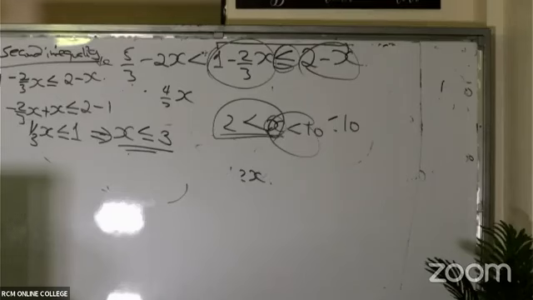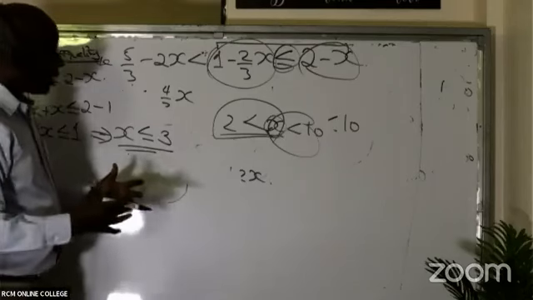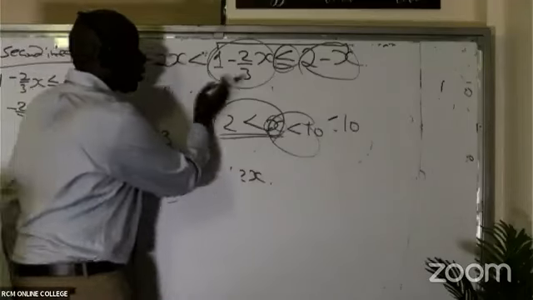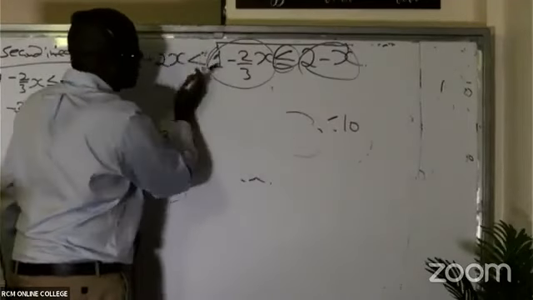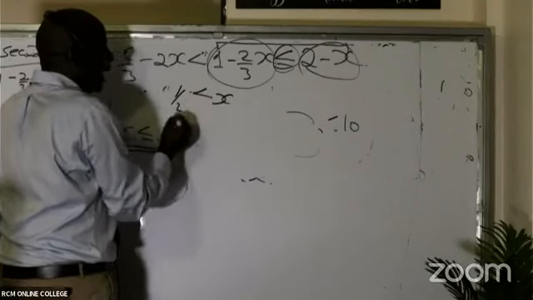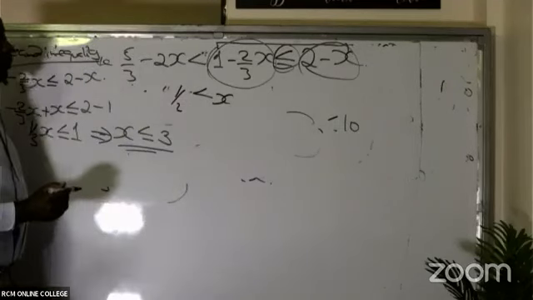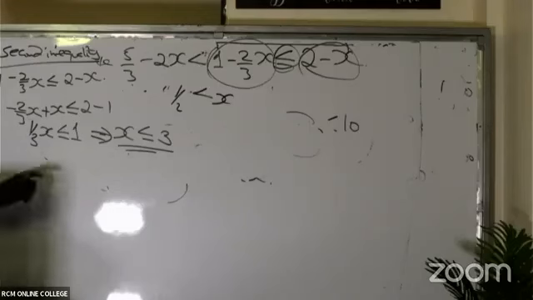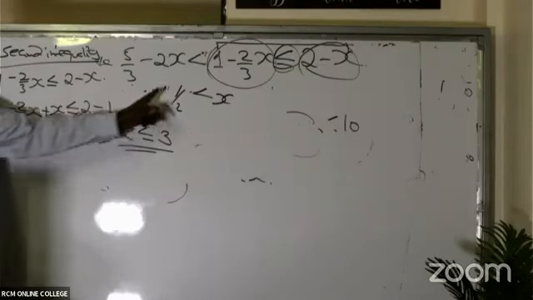Now, after that, ladies and gentlemen, you can combine the inequalities. So, conclusion: remember the first inequality was x should be greater than what here? A half. X should be greater than a half.